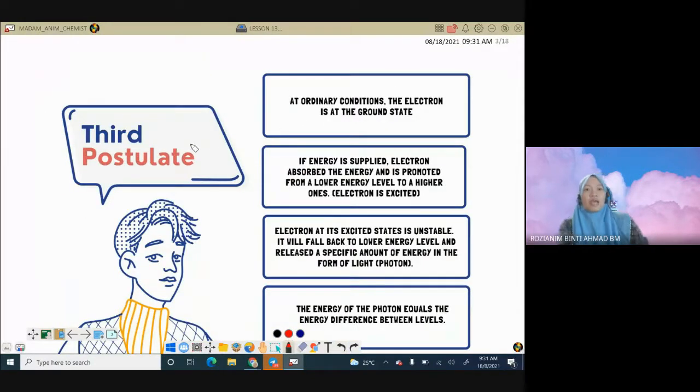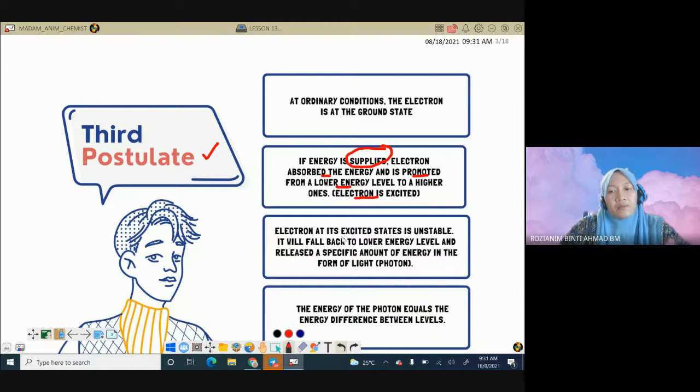According to the third postulate, concept number 3, when the electron at the ground state is supplied with energy, the electron will absorb energy and promote to a higher energy level, and this process we call the electron is excited.